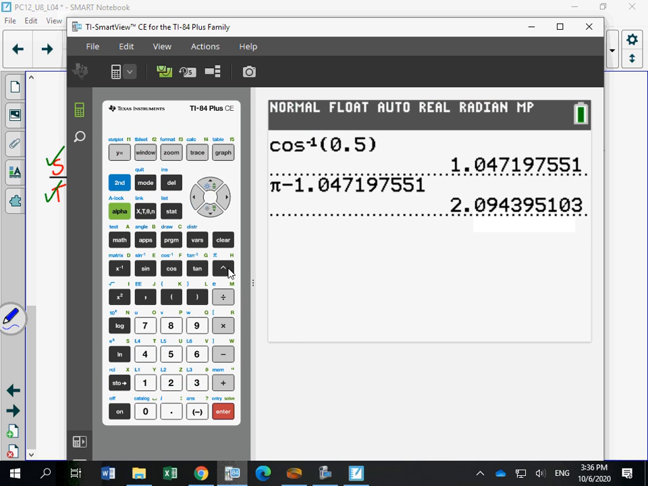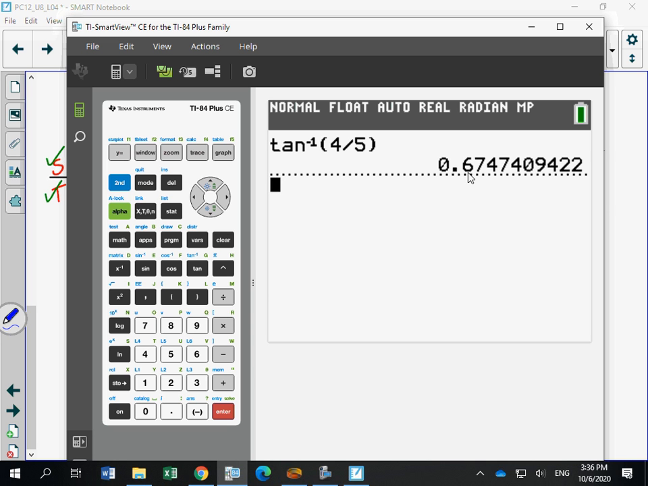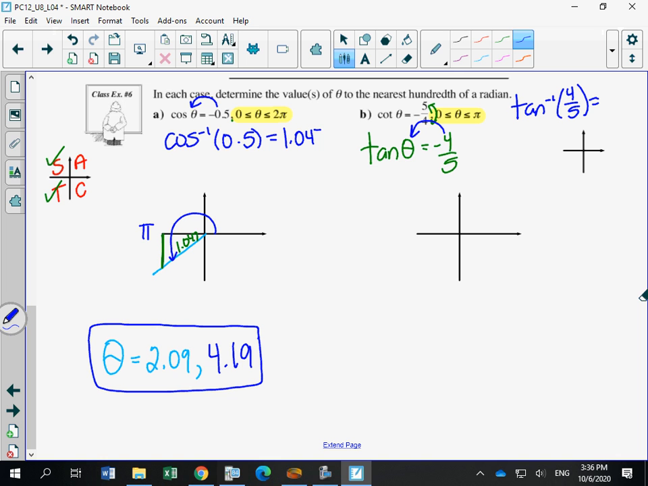So let's see what that is in our calculator. Second function tan of 4 divided by 5 gives me a reference angle of 0.6747. I'm just going to write 0.675 for now. So 0.675, that is my reference angle.